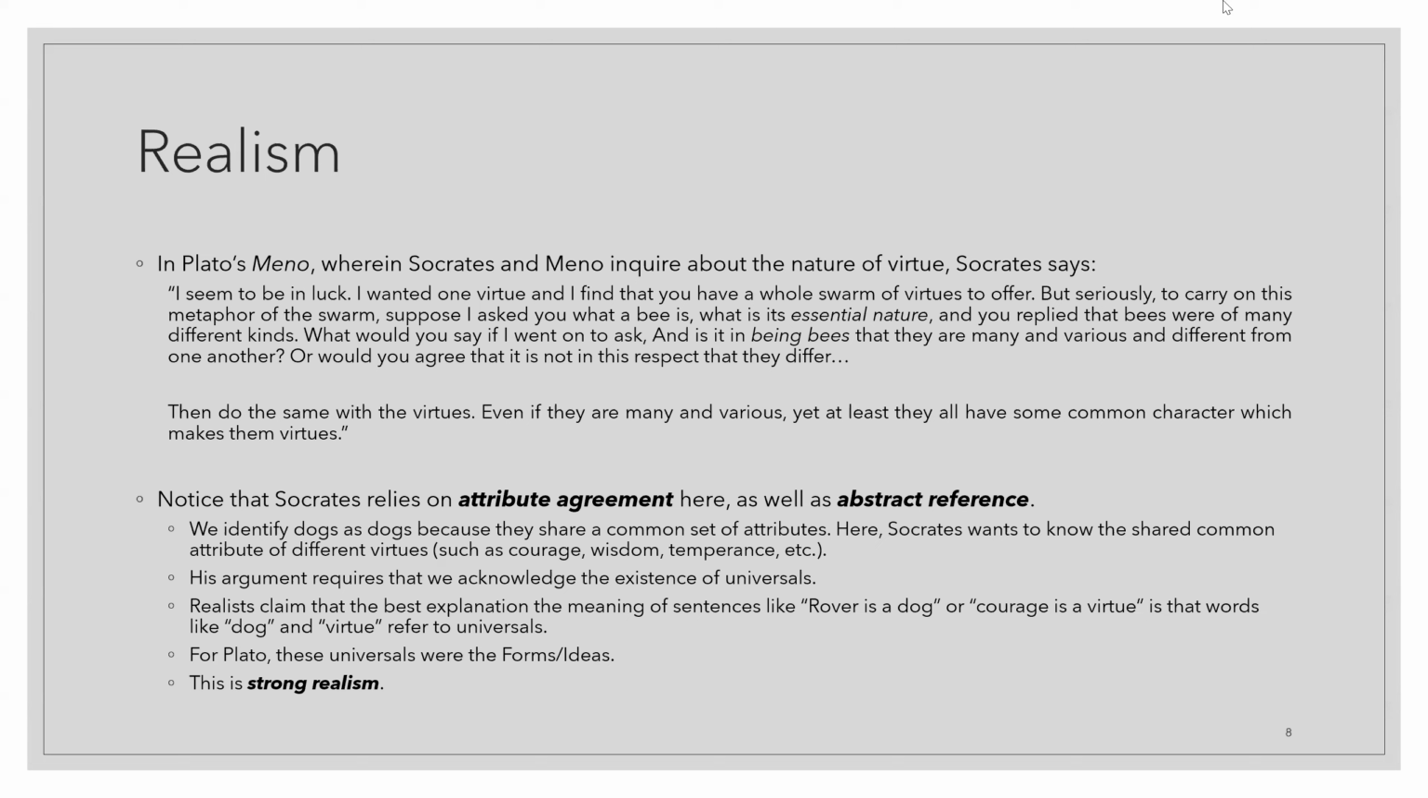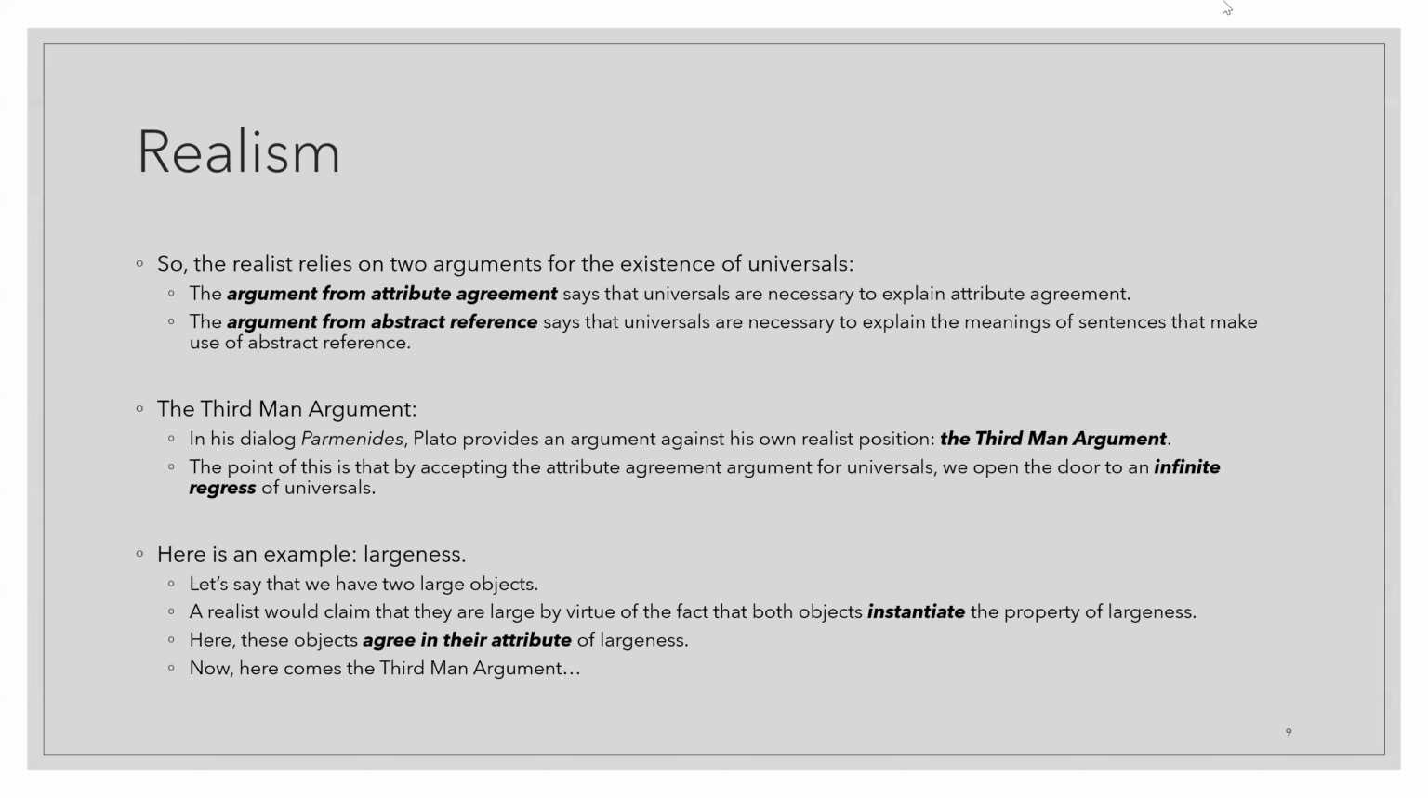Socrates kind of requires that the virtues exist. We'd have to acknowledge the existence of a form of virtue, I think, is what Socrates is trying to get us to do, right? So a realist would say that the best explanation for the meaning of sentences such as "Rover is a dog" or "courage is a virtue" is that the word dog or the word virtue refer to universals that exist over and above the particular instances. And for Plato, these were the forms. That's strong realism in a nutshell.